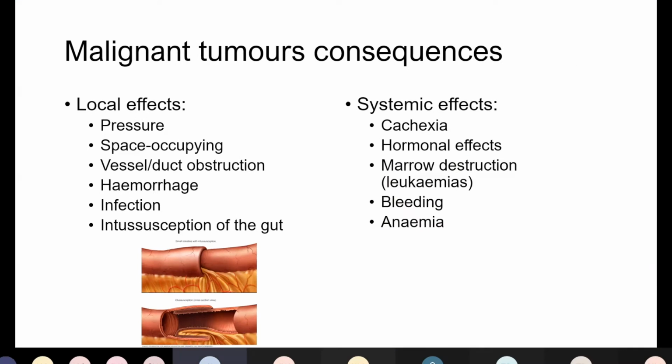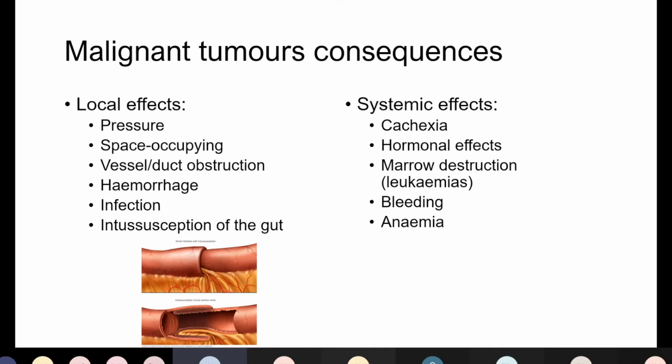So malignant tumours can cause both local and systemic effects. Local effects are caused by things including the pressure that the tumour can place on surrounding tissues or organs, obstruction that the tumour may cause, hemorrhage if blood vessels are involved, and also infection.